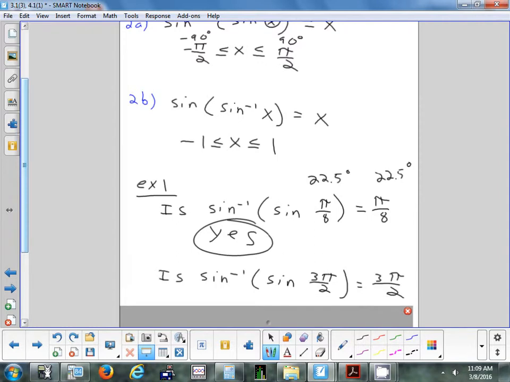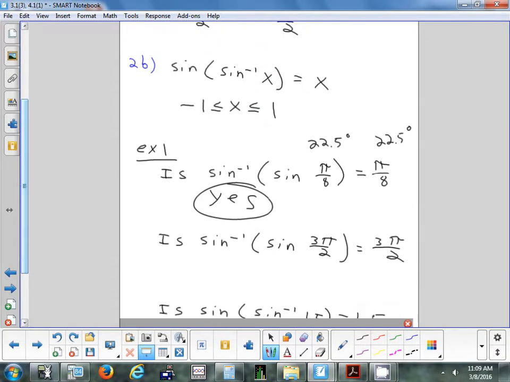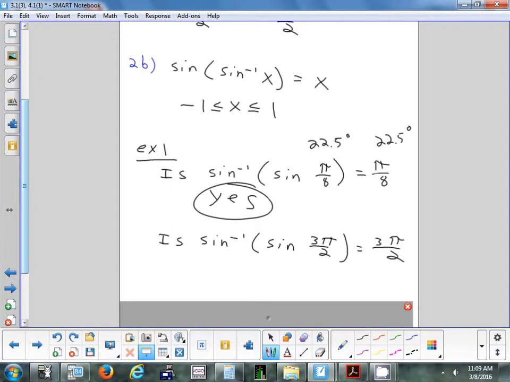Okay, next one, same type. Inverse sine is on the outside. Regular sine is on the inside. Does anybody know what 3 pi over 2 is in degrees? Take 3 times 180 and divide by 2. What do you get? 270. All right. So is that one going to work? No. This is like formula 2a. We have to be between -90 and 90. So the answer here is no.